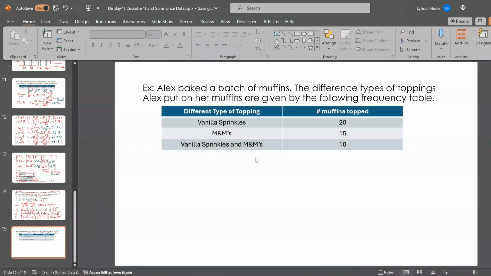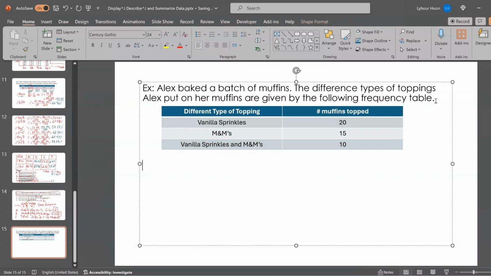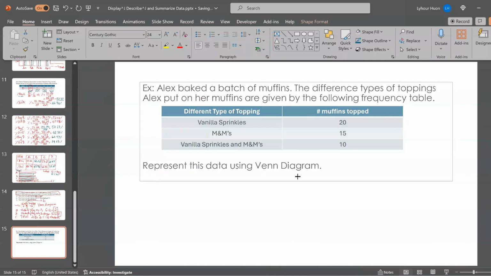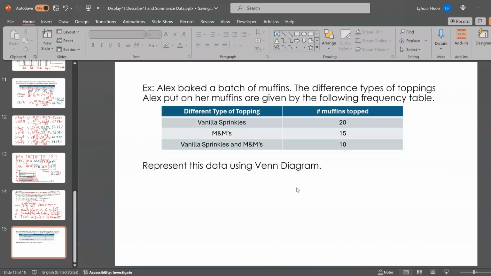So represent this data using Venn diagrams. Should we do it? So how can we represent this data in a Venn diagram?